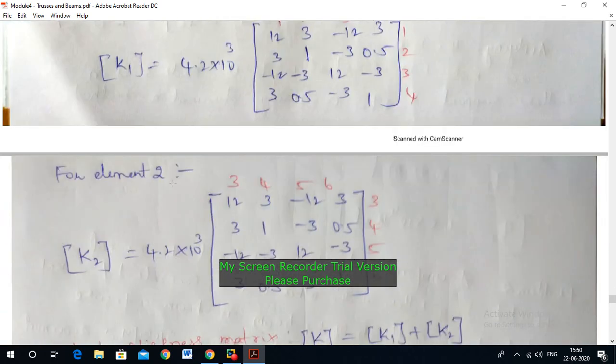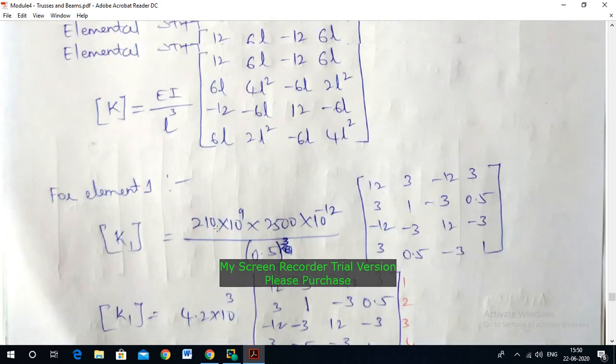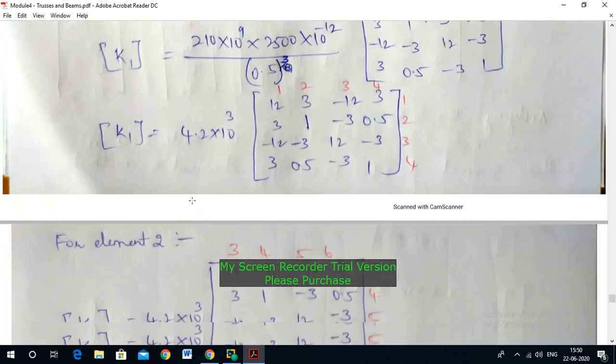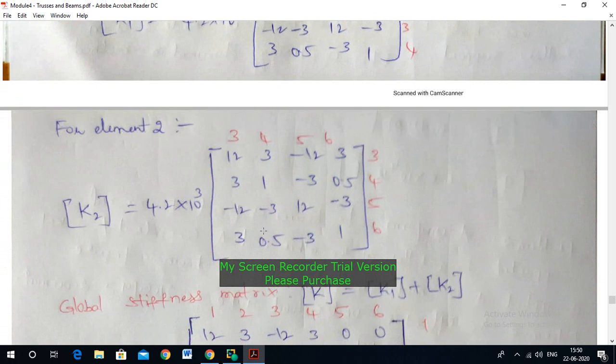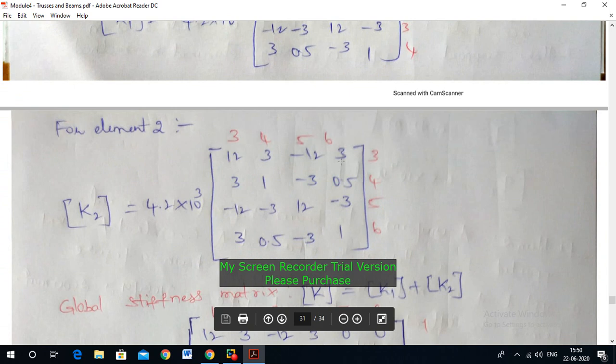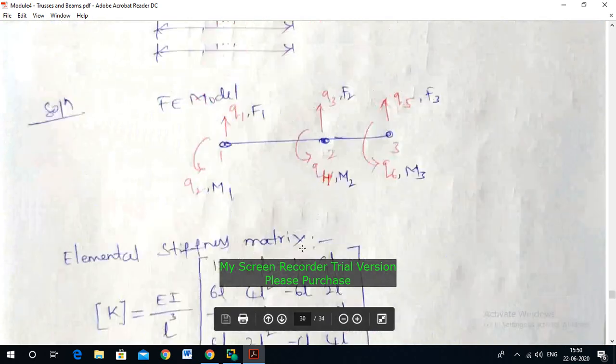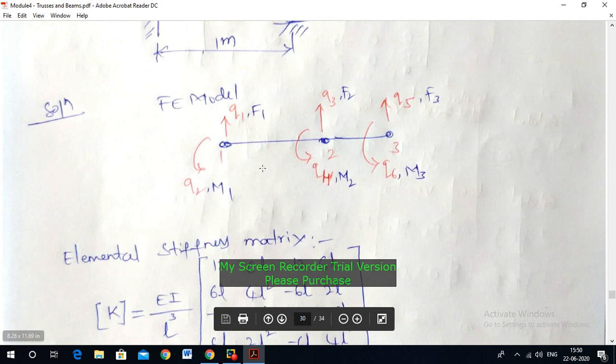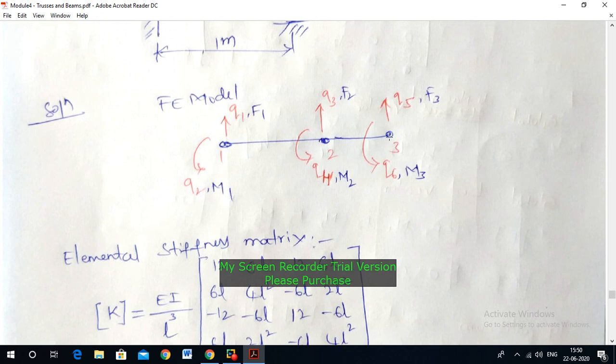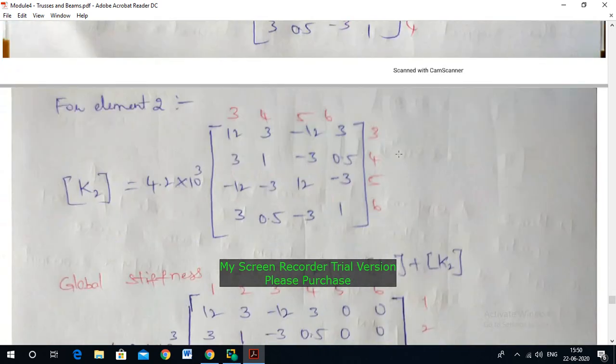Similarly, find out K2 for element 2 using the same element stiffness matrix formula. Simplifying, I will get 4.2 times 10 power 3 times the matrix 12, 3, minus 12, 3; 3, 1, minus 3, 0.5; minus 12, minus 3, 12, minus 3; 3, 0.5, minus 3, 1. Element 2 consists of two nodes, node 2 and node 3. Node 2 has nodal displacements q3 and q4, and node 3 has q5 and q6, hence the naming is 3 4 5 6 for rows and columns.